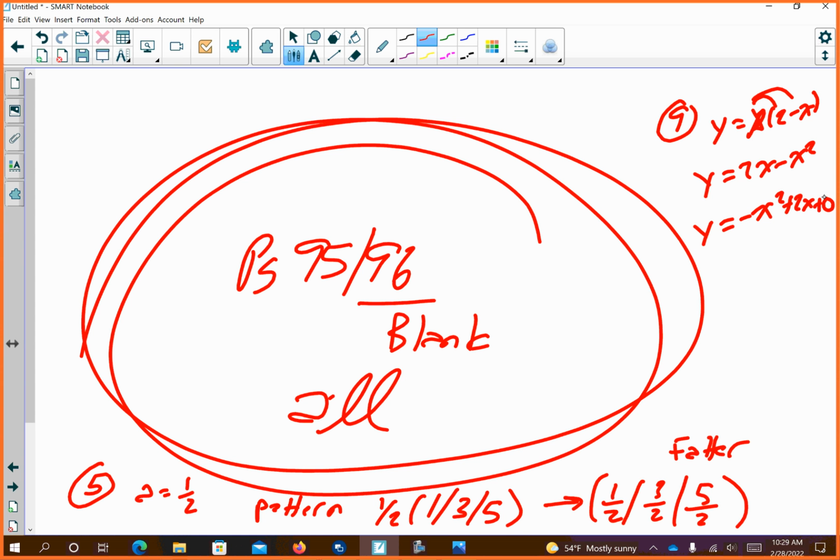Go for it. Do well. Make sure you're labeling your points. It's important you're labeling your points. Got it?